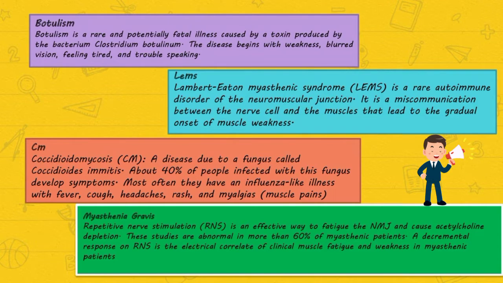Repetitive nerve stimulation (RNS) is an effective way to stress the NMJ and cause acetylcholine depletion. These studies are abnormal in more than 60% of myasthenic patients. A decremental response on RNS is the electrical correlate of clinical muscle fatigue and weakness in myasthenic patients.